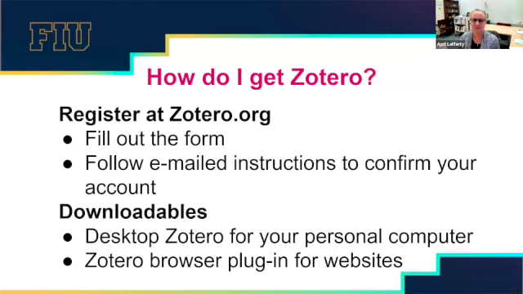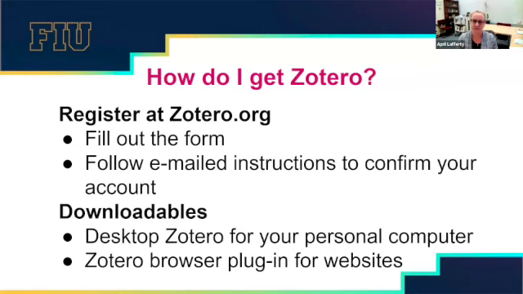Next is how do we get Zotero? There are two Zotero versions. There's the online version, and there is the app that you actually have to download onto your computer. You go to the website and register at zotero.org, and you follow the emailed instructions to confirm your account. Once you have registered, you want to download the desktop Zotero app onto your personal computer, and there are also browser plugins for Zotero that you can put into your browser.